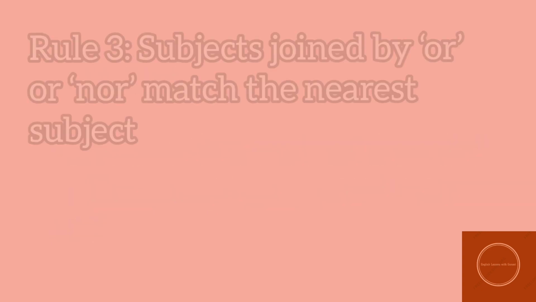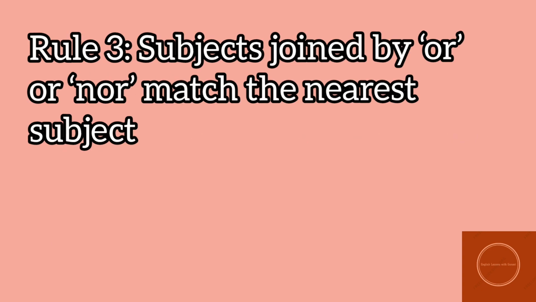Now let's move to rule 3, which is subjects joined by or, nor, match the nearest subject. It means that only one of the two is doing the action, so the verb follows the closest one. When two subjects are there in a sentence which are joined by or, nor, now how will we decide which verb should be used for the sentence? So we decide on the basis of this rule, that is whichever subject is nearer to the verb, for that subject, whatever action that subject is doing, that verb is there.